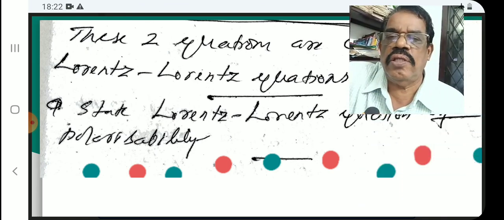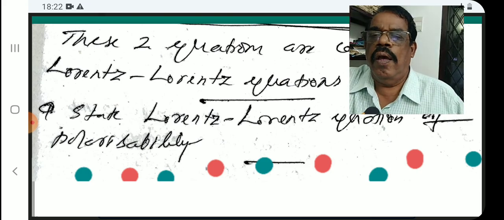So the question is, state the Lorentz equation of polarizability.